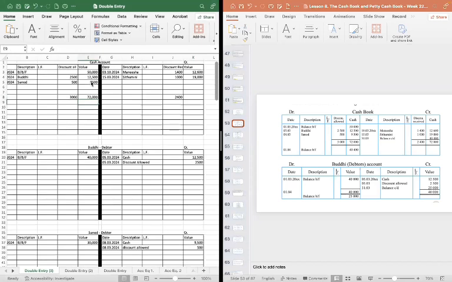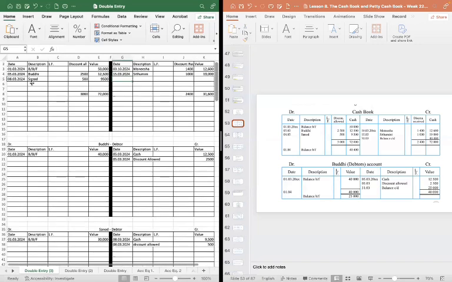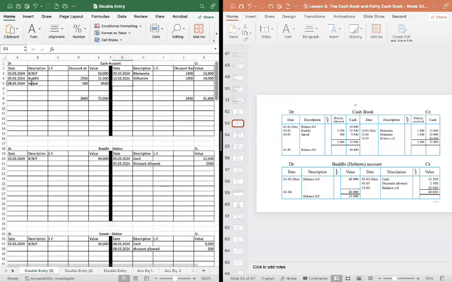Now, if you look at the cash account, it has a 72,000 debit balance, whereas the credit balance is 13,600. So here, the debit side is higher than the credit side. Because of that, we have to carry forward a debit balance.